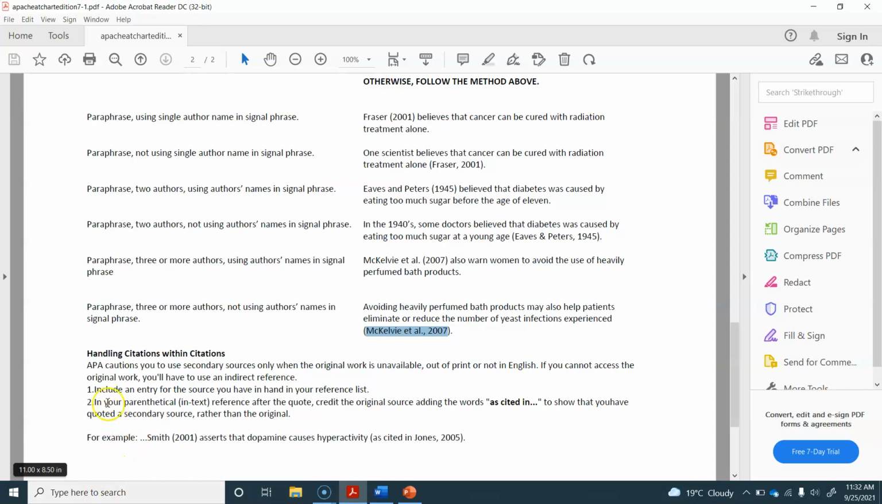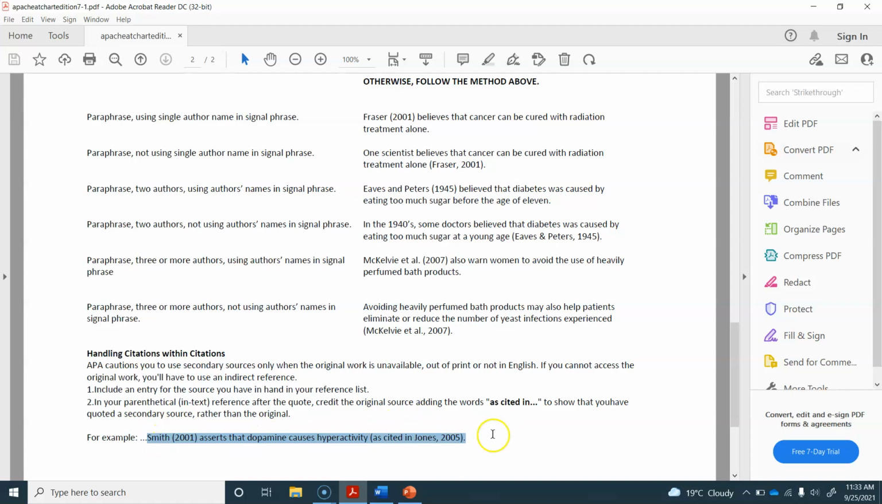What you're going to do is you're going to only include an entry for the source that you have in hand in your references list. But when you're doing the in-text references, you're going to credit the original source, and then you're going to add the words as cited in, okay, to show that you've quoted a secondary source rather than the original. Okay, sounds confusing, but it's actually quite simple to do. Take a look at the example, okay?